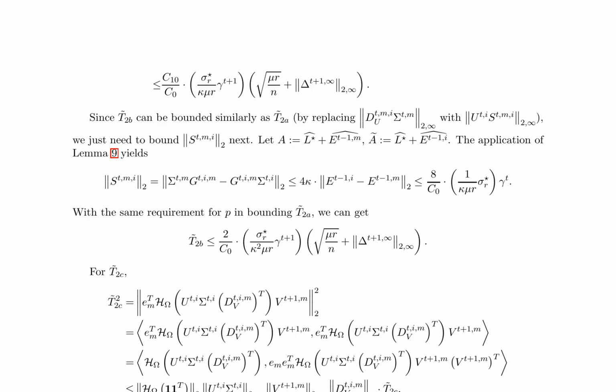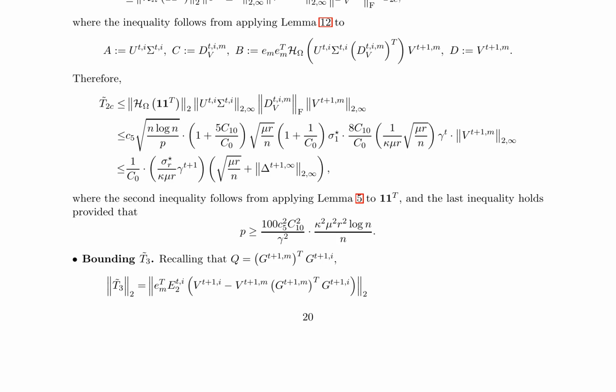For T2c, the authors apply lemma 12 to obtain an upper bound, which involves the terms h, omega, ut, I, sigma t, I, dt, I, m, v, and vt plus 1, m. They then utilize the bounds for T2a and T2b to establish an upper bound for T2c in terms of logarithmic functions and the eigenvalues of vt, m and vt plus 1, m.